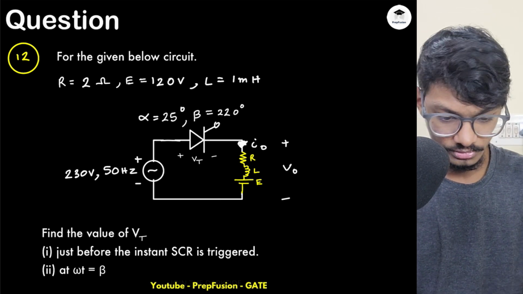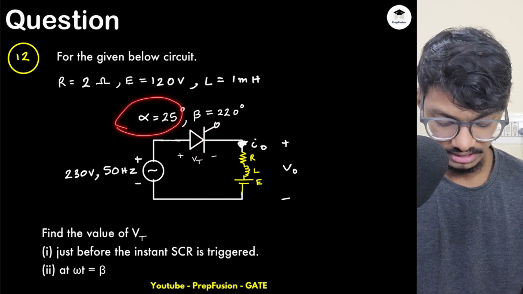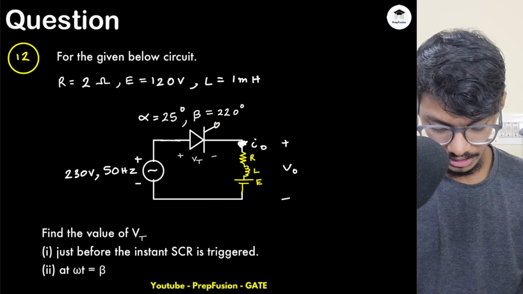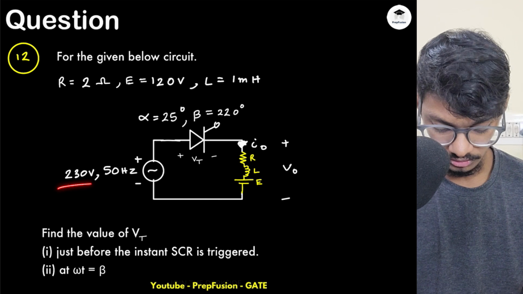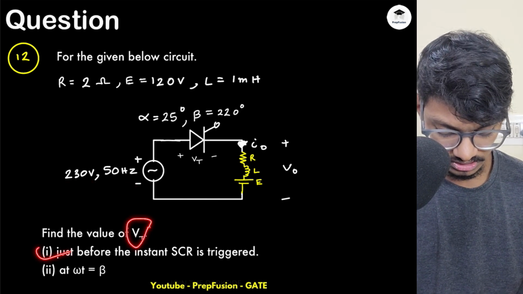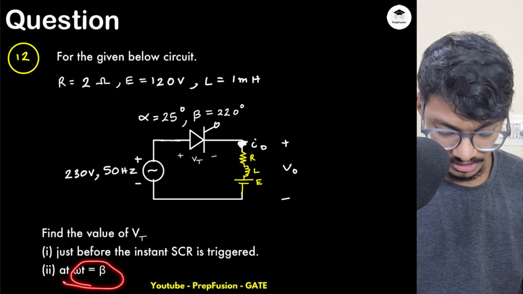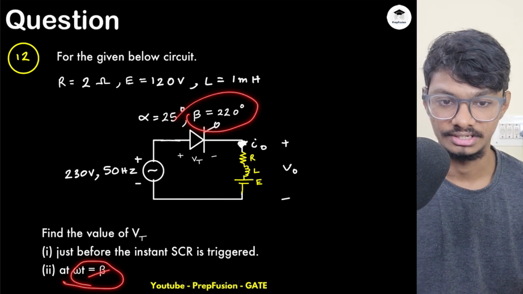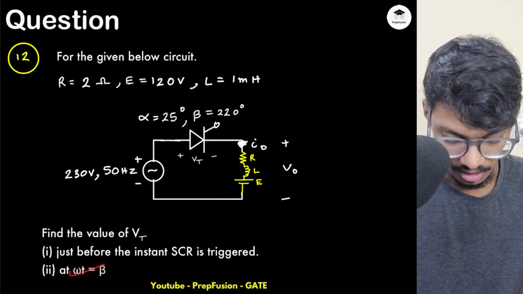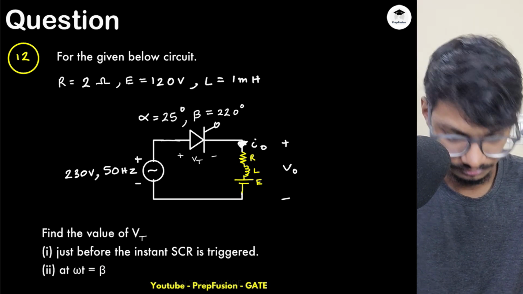Okay, so first of all, they have given us the triggering angle alpha as 25 degrees and beta as 220 degrees. And our supply is 230 volts RMS and 50 hertz. What are they asking? They are asking for the value of Vt just before the instant the SCR is triggered and at omega t equals beta, that is, at the extinction angle. What is the value of my thyristor voltage just before and just after it? Or I can say just at omega t equals beta is also fine.